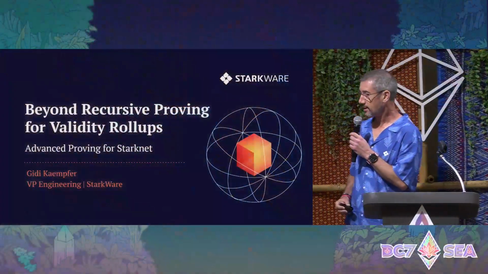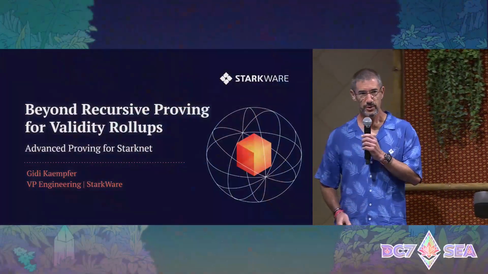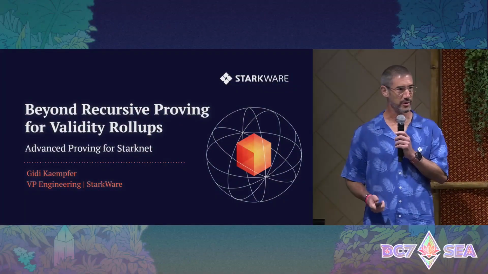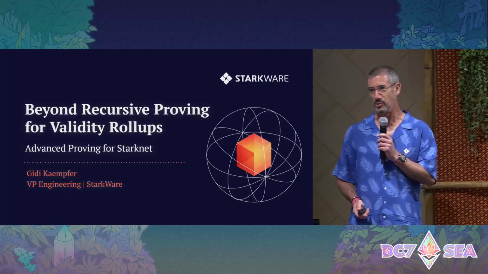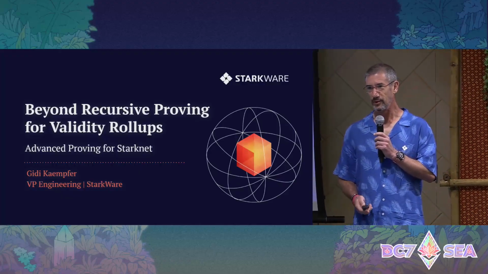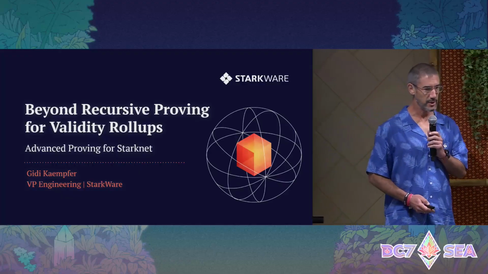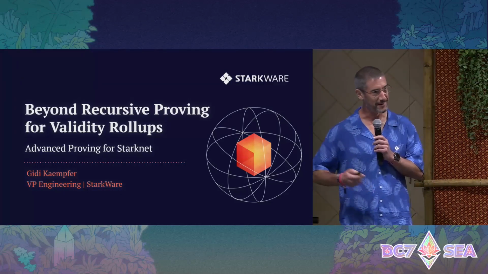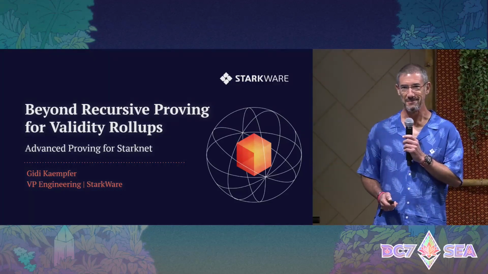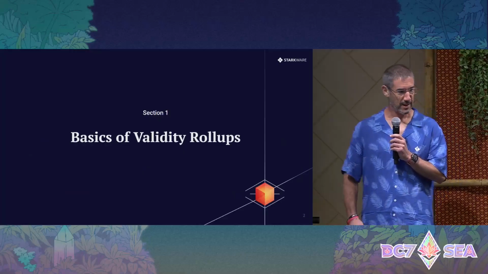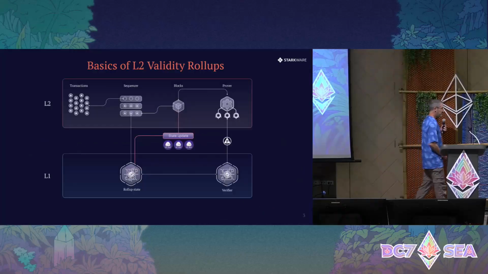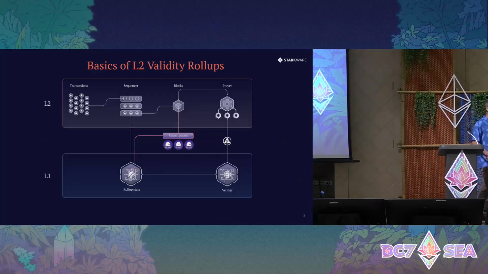Okay, so the goal of this presentation is to talk about everything beyond recursive proving, but I'm not going to assume you know everything about proving or recursive proving. So I'll just begin with the basics and you'll follow me, I assume. So let's talk about the basics of a validity rollup. What composes a validity rollup?